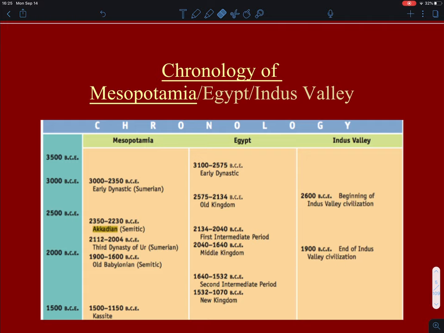That is, it's going forward in time to get to Christ. And it corresponds to the early dynastic period of Egypt, and to the Old Kingdom of Egypt. And you see that we remember that we talked about the Sumerian being an isolate.